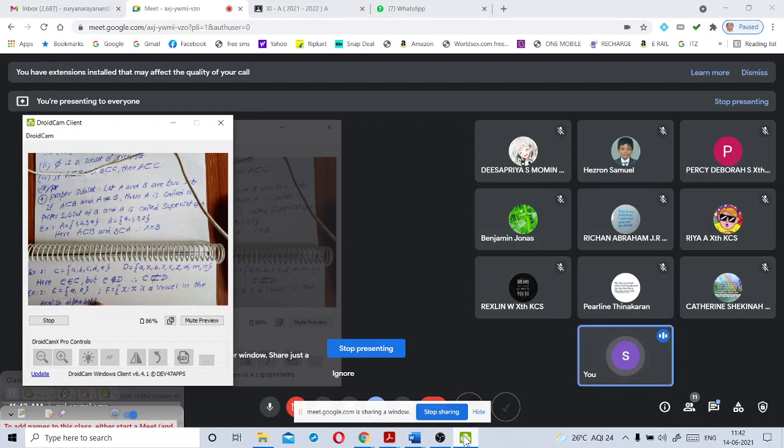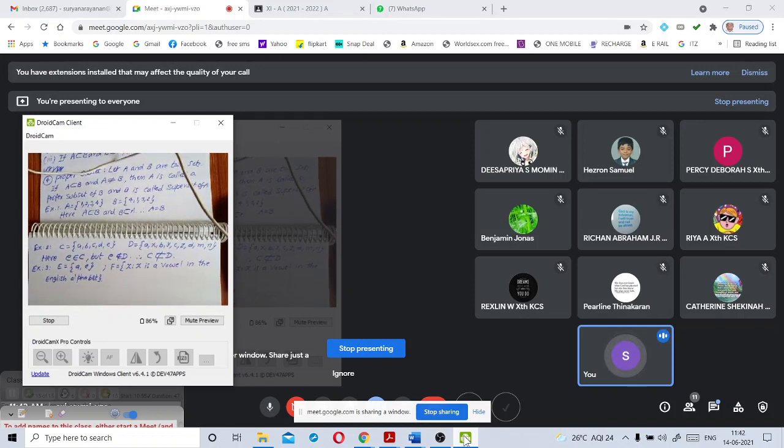Can you read this example? My dear Benjamin, can you read this example, example number 3? Who will read this example number 3? Please raise your hands. Yes, my dear Ria.